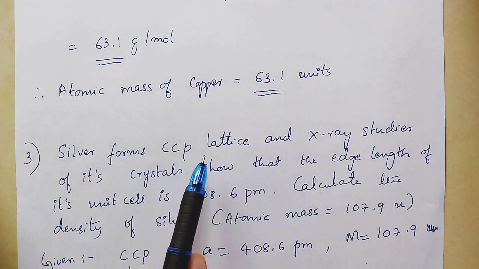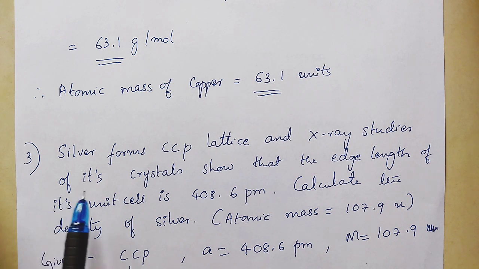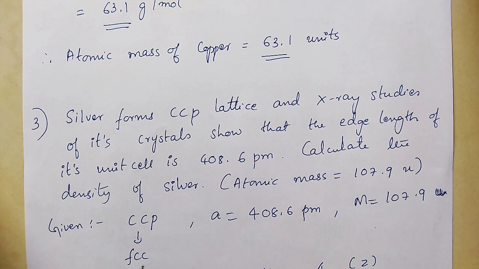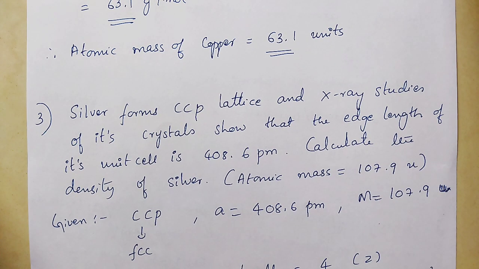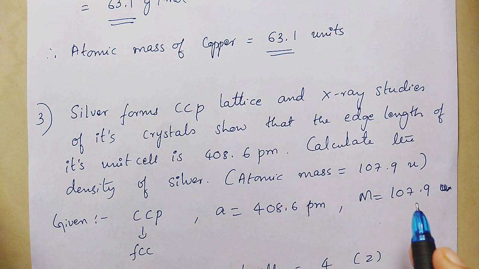Silver forms CCP lattice, cubic close packing lattice, and X-ray studies of its crystal show that the edge length of its unit cell is 408.6 picometer. Calculate the density of silver. Atomic mass is found to be 107.9 units. So what and all information is given here? Silver forms CCP lattice. As we all know, CCP is nothing but FCC system only. And edge length is found to be 408.6 picometer. Molar mass of silver is 107.9 units.